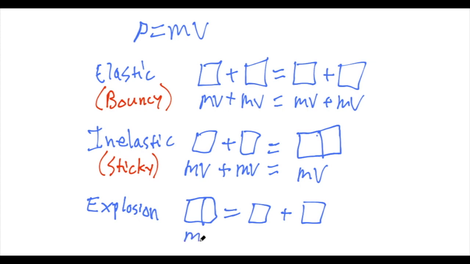So this would be mv equals mv plus mv. And we saw some examples of that as well. Okay, so it's kind of a review to see where we're at and what we'll need to be able to do by test time. So now I want to focus a little bit more on just this equation by itself, along with the other two equations that we started to look at.